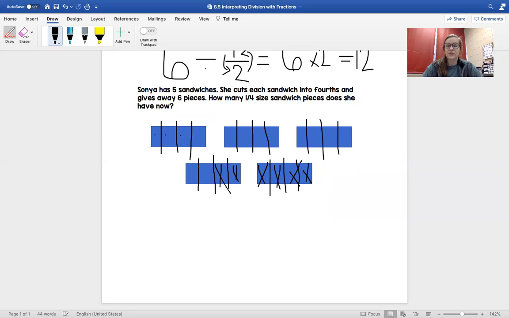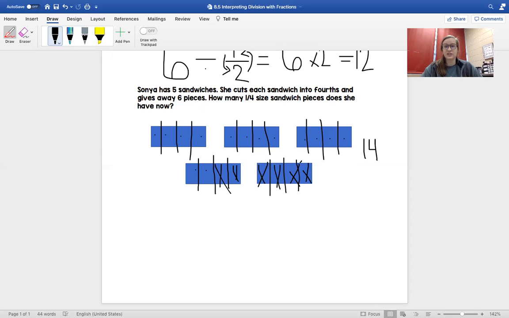1, 2, 3, 4. And I know that 4 times 2, because this sandwich has 4 as well, is 8. Well, this sandwich has 4, so I know that's going to be 12. So basically, I'm just counting by 4 instead of counting by ones. But this one only has 2, so 12, 13, 14. So when I drew my diagram, I found out that Sonia now has 14 pieces.